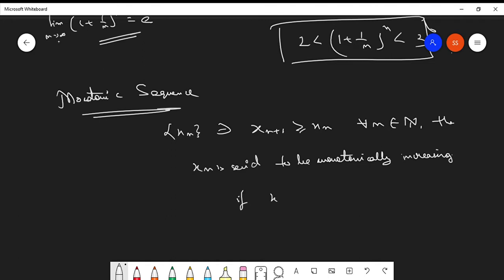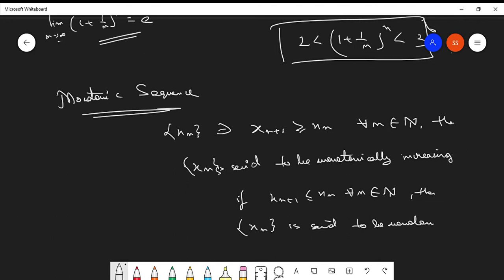If xn plus 1 is less than or equal to xn for all n belonging to the set of naturals, then xn is said to be monotonically decreasing. Got it? Clear?